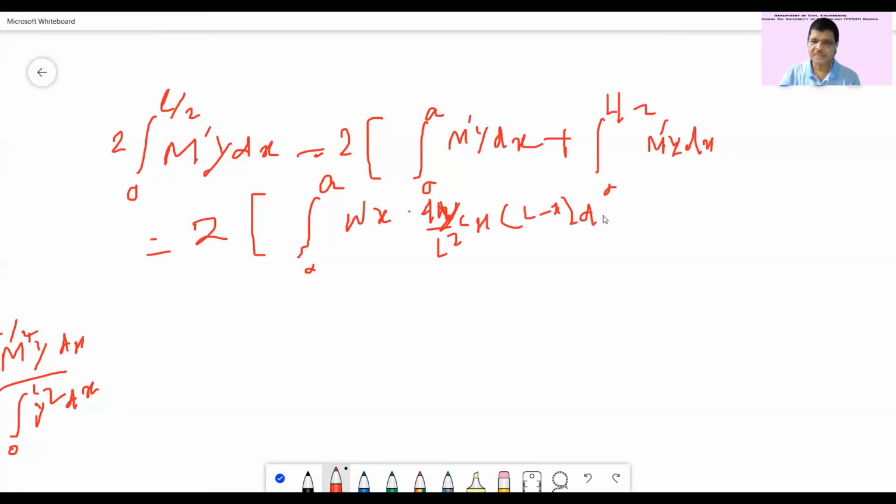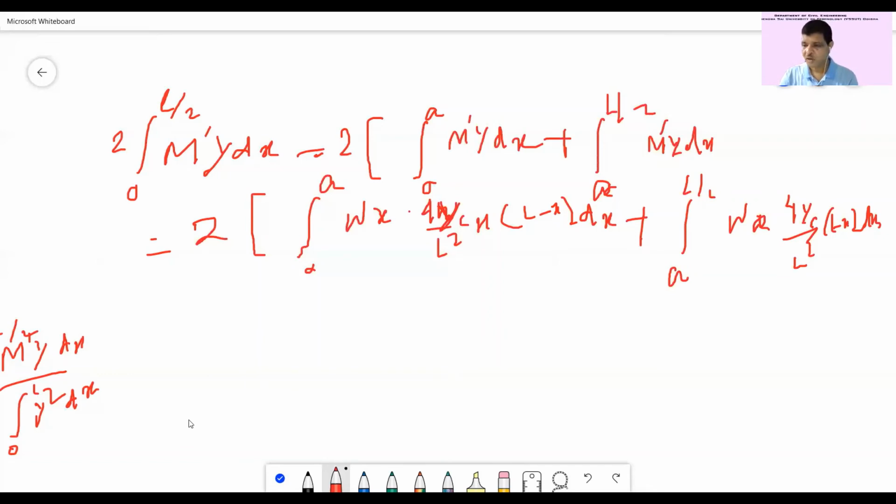Plus, from a to L by 2, M dash is W into a, and again y is the same thing, 4 yc by L square into L minus x into dx. Now you have to integrate these two things, then you can find the solution. You know how to do the integrations of these two things.